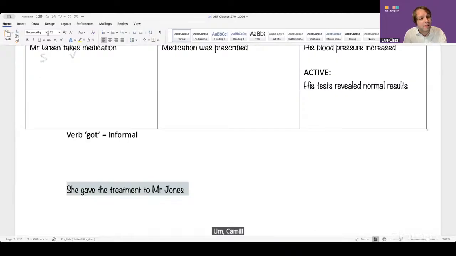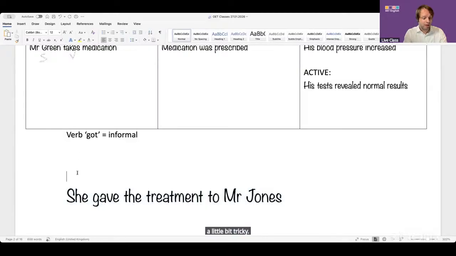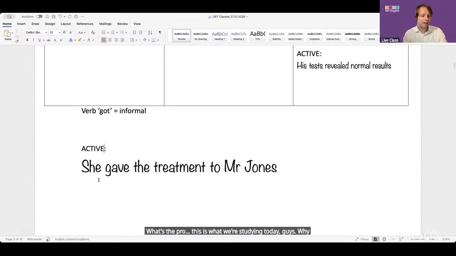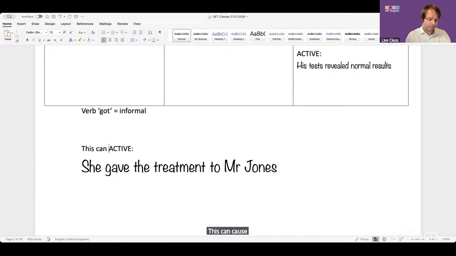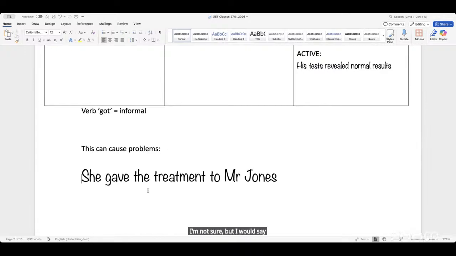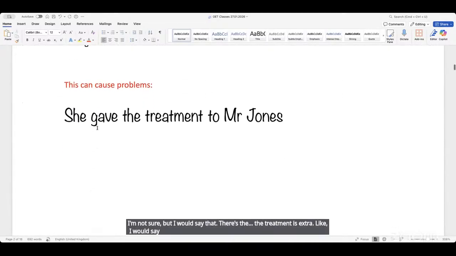Camilla, why is this sentence a little bit tricky? This is an active sentence, okay? This is what we're studying today, guys. This can cause problems. Camilla, why? I'm not sure, but I would say that the treatment is extra. Like I would say she gave treatment.